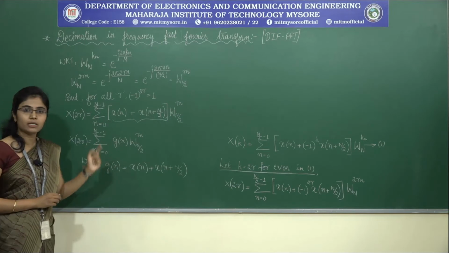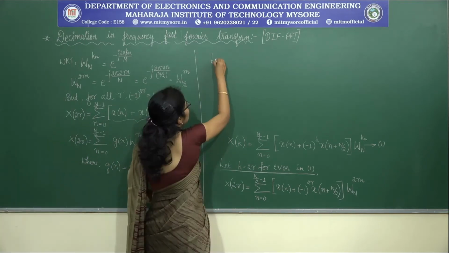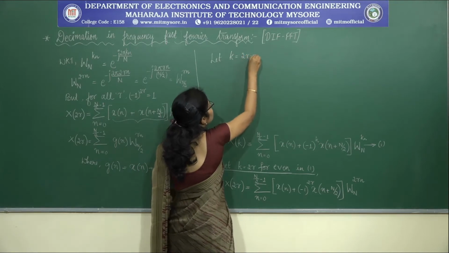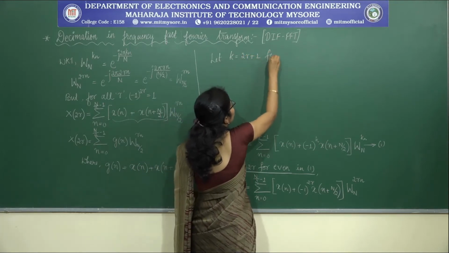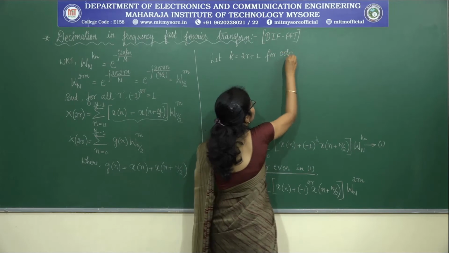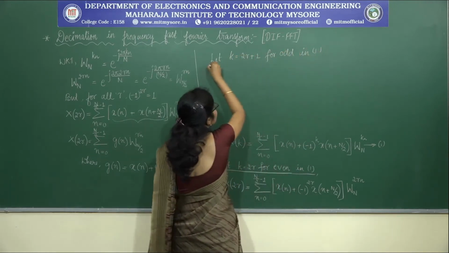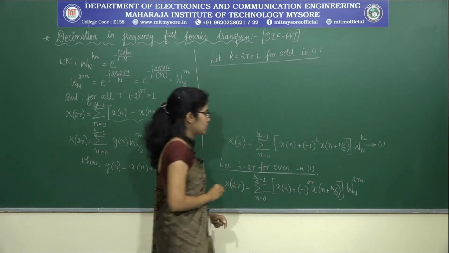Now, the same thing I need to do for odd. Let k be equal to 2r plus 1 for odd in equation 1. So let this be the second substitution with respect to odd.